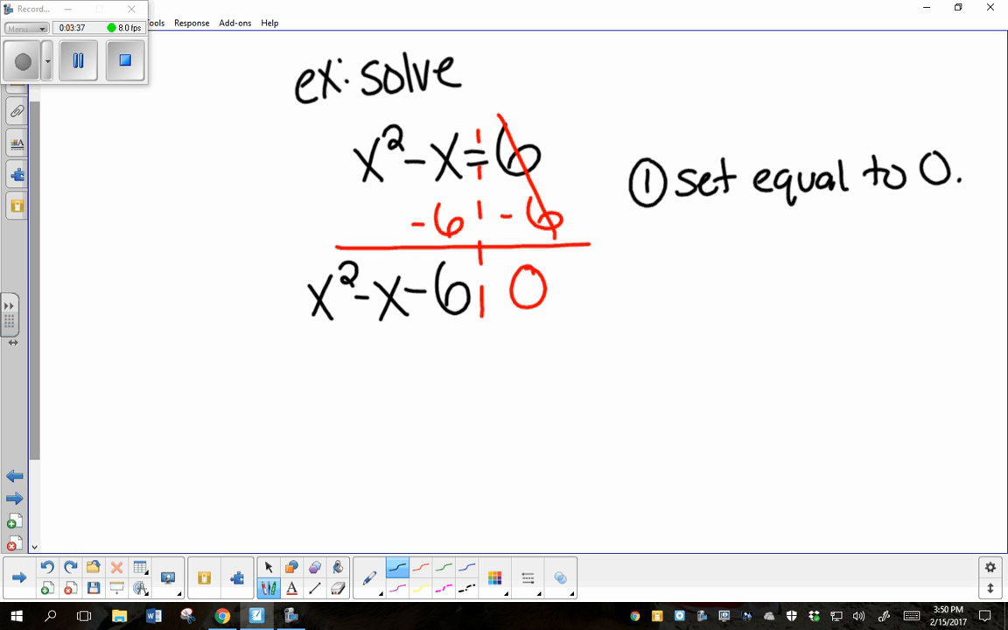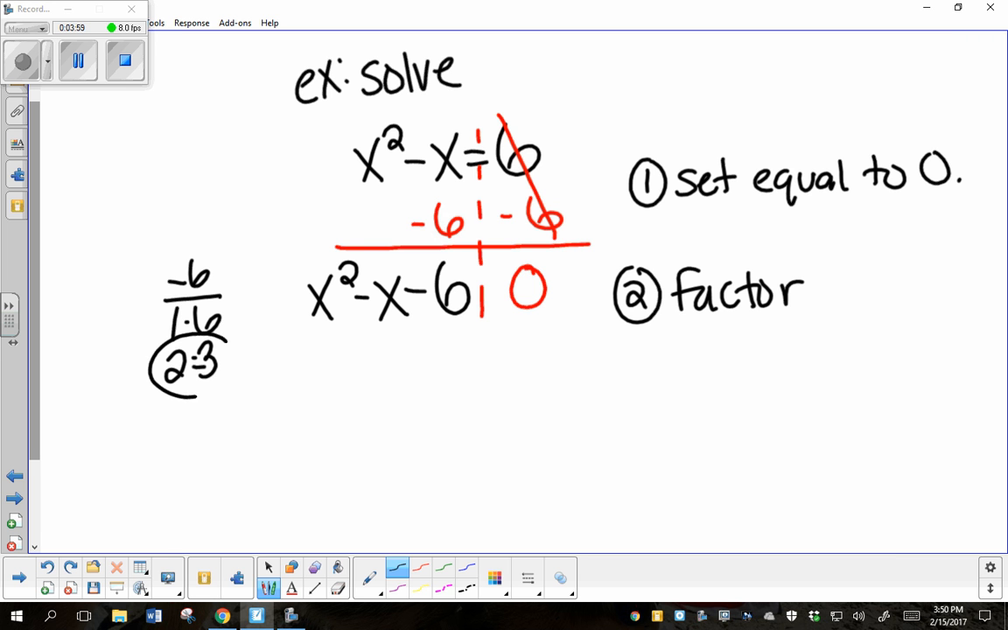Once we get it set equal to 0, now what we're going to do is factor just the side that's not 0. For this factoring problem, I'm looking for what multiplies to negative 6 and adds to negative 1. We could do 1 and 6, or we could do 2 and 3. I think the 2 and 3 will work if we make the 3 negative, because 2 times negative 3 is negative 6, and 2 plus negative 3 is negative 1. So we factor this into x plus 2 and x minus 3, and it is equal to 0.